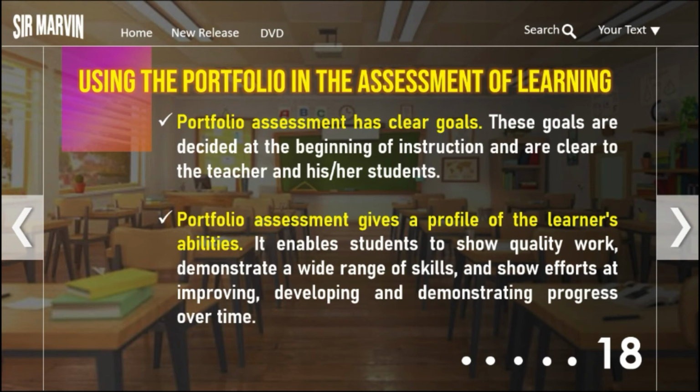Number 2, portfolio assessment gives a profile of the learner's abilities. It enables students to show quality work, demonstrate a wide range of skill, and show efforts at improving, developing, and demonstrating progress over time. So ito nga, yung nasabi ko kanina, ito naman talaga yung maganda sa portfolio. Nakikita natin yung progress ng bata from time to time. At the same time, pwede niyang ipakita rito yung different skills niya. Okay, and of course, yung quality ng kanyang output.